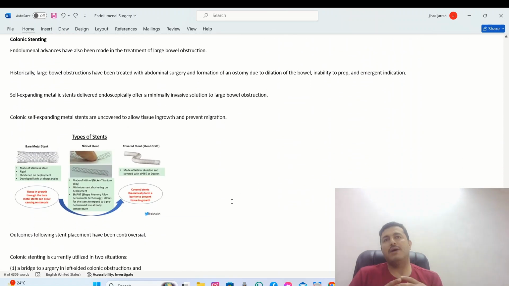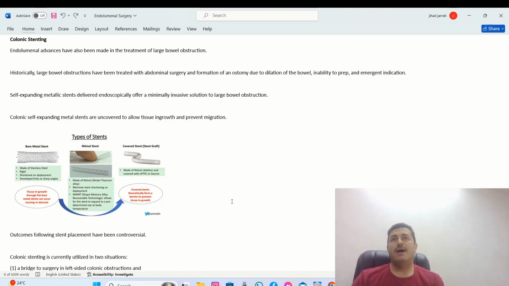Colonic stent. We already talked about colonic stenting in the large bowel obstruction lecture, but let's review the most important information. Here we are talking about large bowel obstruction. Historically, this patient was treated with just bringing a stoma to evacuate the abdomen, because in case of intestinal obstruction there will be edema, and in emergent surgery there is a large lumen discrepancy in the diameter of the bowel, so anastomosis is not available because one diameter will be smaller than the other.